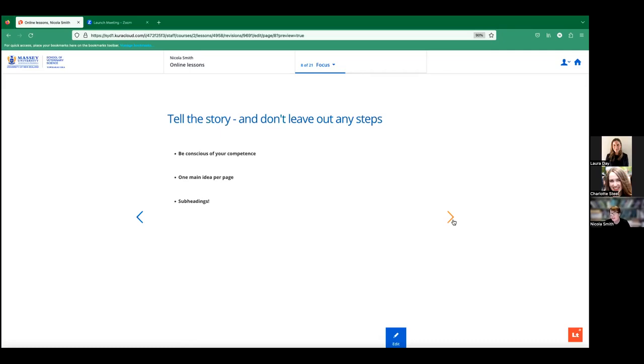Okay, and then other things that are a little bit more intuitive: try and keep to just one main idea per page so that you're not cluttering up the mind and the students are just thinking about one thing per page, putting that aside and then moving on.